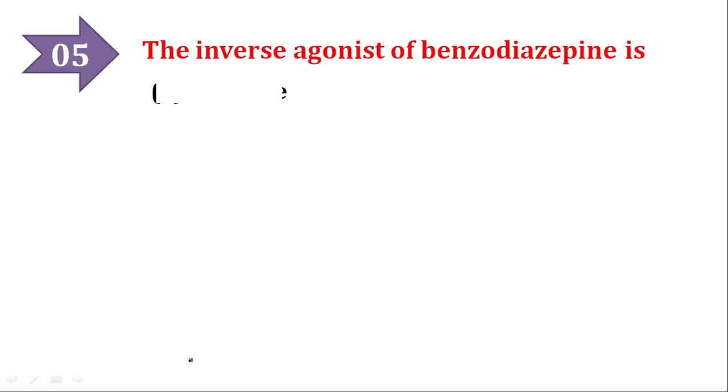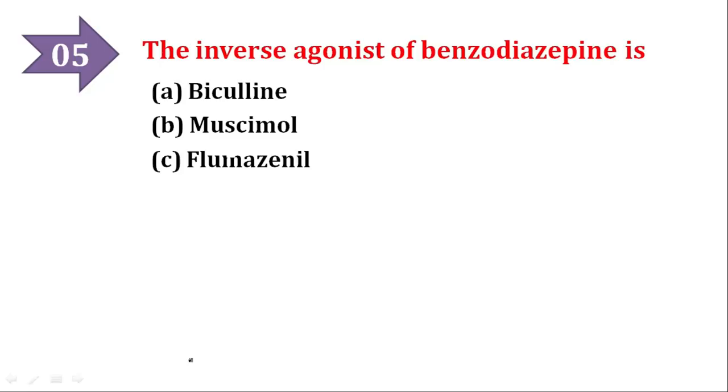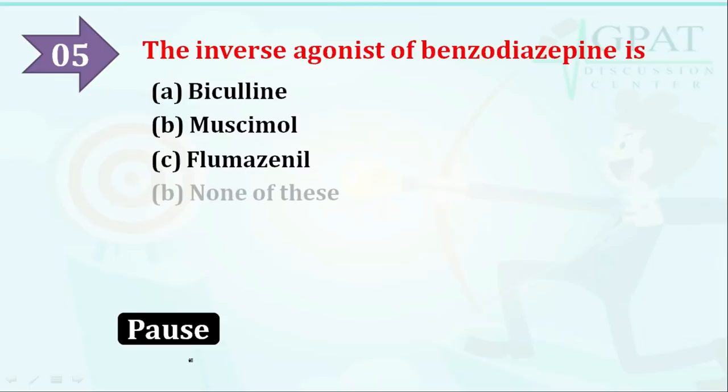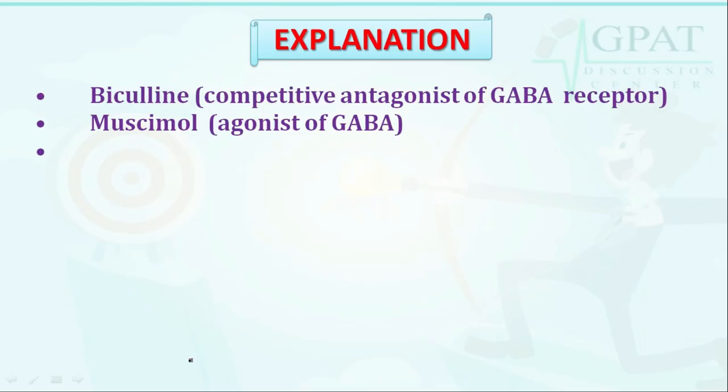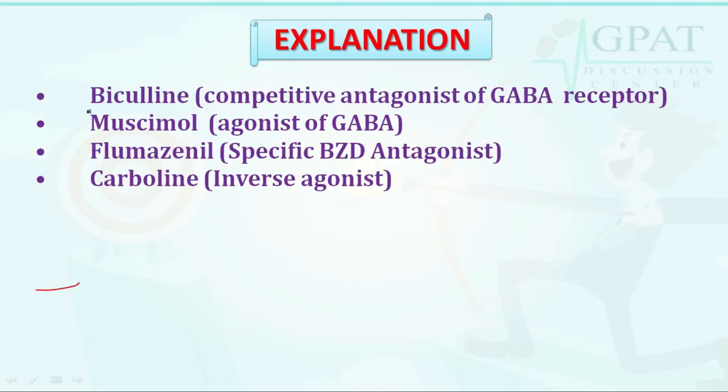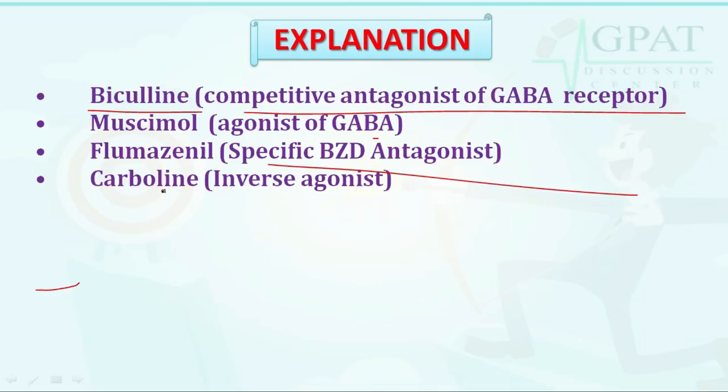Moving on to the next question, the inverse agonist of benzodiazepine is option A bicuculline, option B muscimol, option C flumazenil, option D none of the above. So the inverse agonist of benzodiazepine is none of these. Here we have just explanation of this question, that bicuculline is a competitive antagonist of GABA receptor, whereas muscimol is an agonist of GABA, flumazenil is a specific benzodiazepine antagonist, and carboline is an inverse agonist. Students, this is the missing one in that question. So carboline is an inverse agonist.